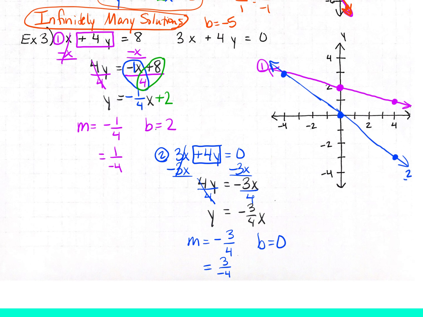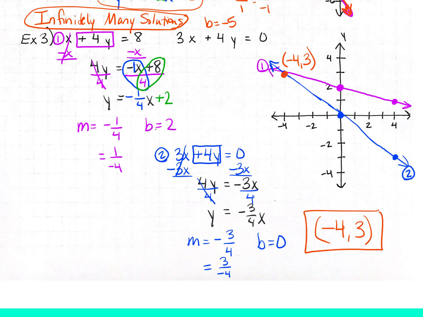And this is equation 2. And they have this point in common, where x is -4 and y is +3. So -4, +3, and we're finished with this problem.